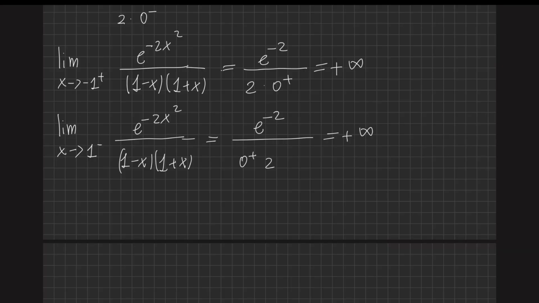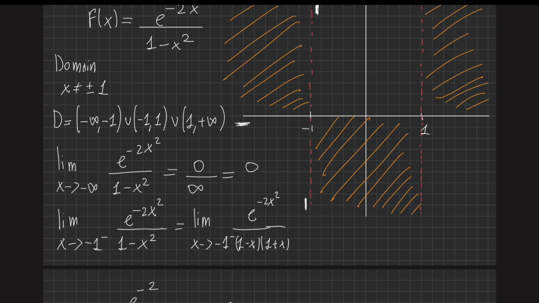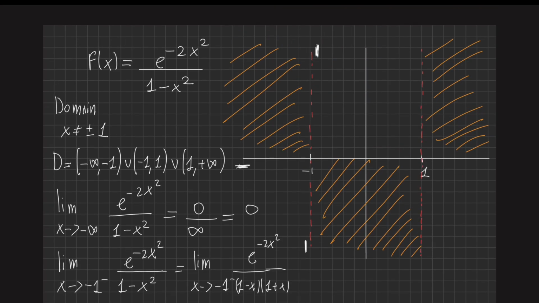Let's report it to the graph. So now you see that the function has to go here as x approaches 1 from the left hand side, and again we expect the function to behave something like this. And again, this is coherent with what we've done before, the last two limits.